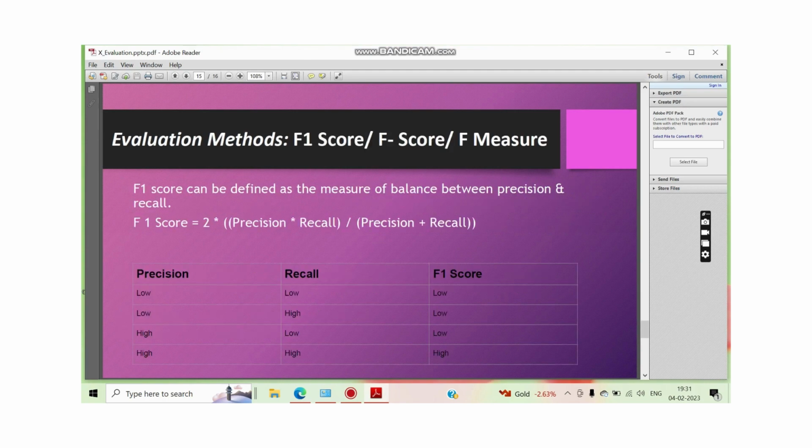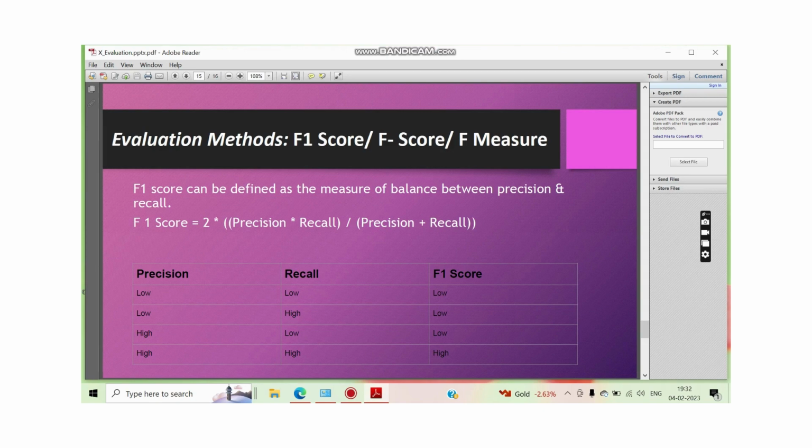Now, the last but not the least, we have the F1 score. F1 score is also known as F score or F measure. The two other names are there for F1 score. It is the measure of balance between precision and recall. As you can see, we have already calculated precision and recall in the previous slides. So 2 into precision into recall, the whole divided by precision plus recall, is the formula of F1 score. We have to understand this. When we calculate the F1 score, the answer will come in between 0 and 1. This is the first thing.